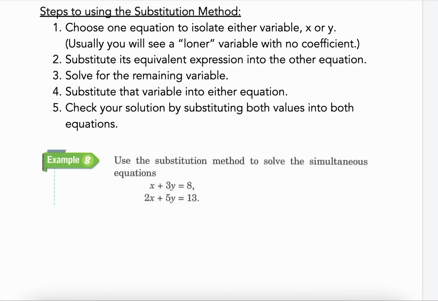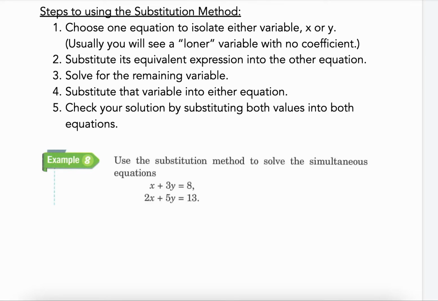After you do that, you'll solve for whatever remaining variable is left over, because the whole point of isolating that variable and then substituting is to get it down to one variable. You'll solve it like a normal equation. You'll get the value of x or y, whatever is remaining. Then you substitute that variable's value into either equation, either will work. Then you can check your solution by substituting both values into both equations.